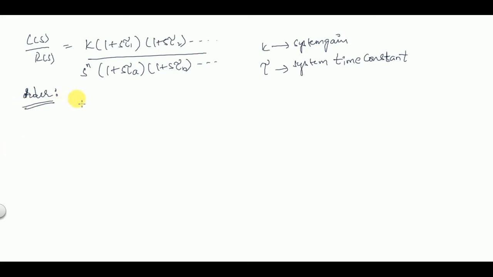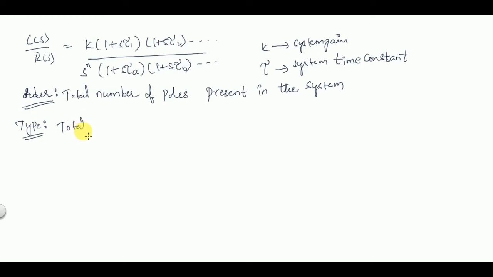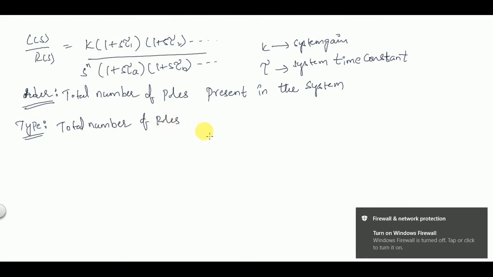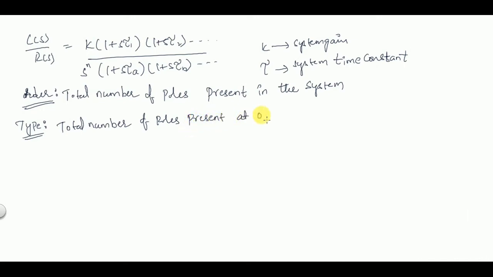The order of the system is the total number of poles present in the system. And the type of the system is the total number of poles present at the origin. So the total number of poles present at origin represents the type of the system.